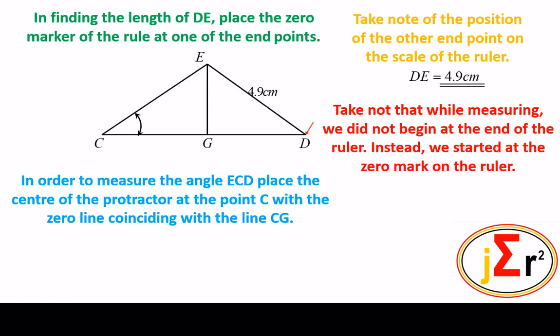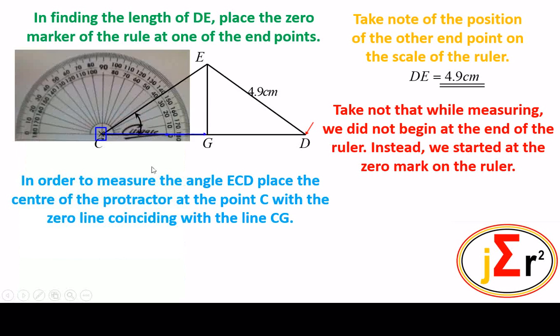In order to measure the angle ECD, place the center of the protractor at the point C with the zero line coinciding with the line segment CG. It may as well be CD, although the statement of the problem said CD. The protractor is placed in such a way that the center of the protractor is at the point C, and the zero line of the protractor is coinciding with the line segment CG, or it may as well be CD.